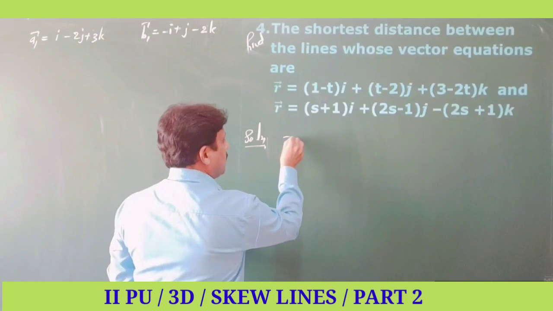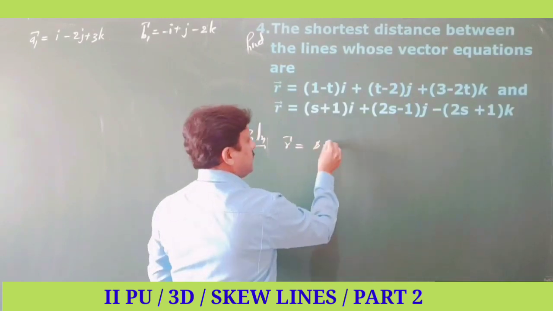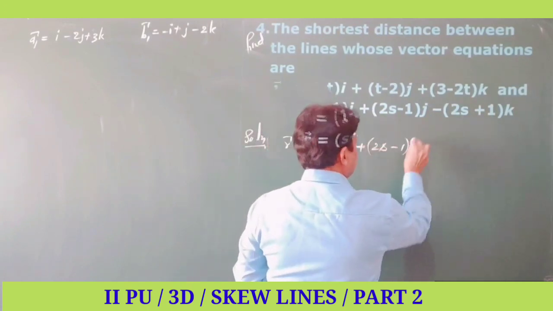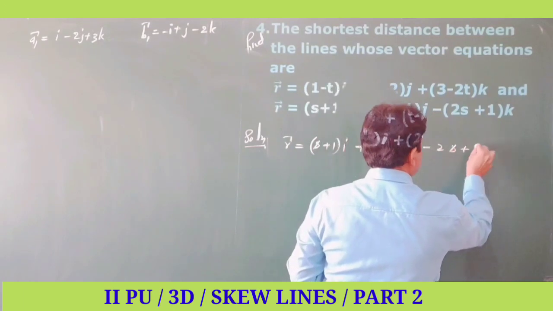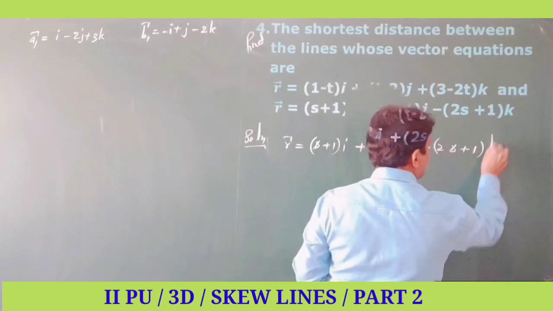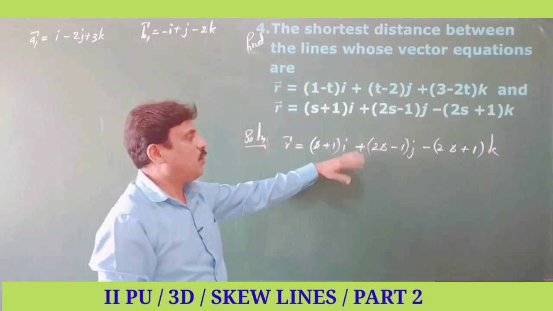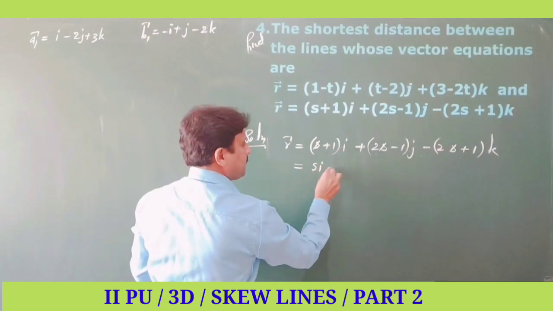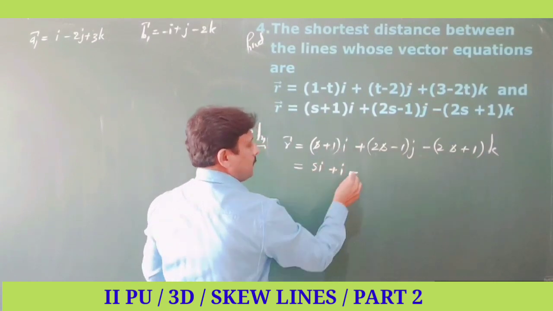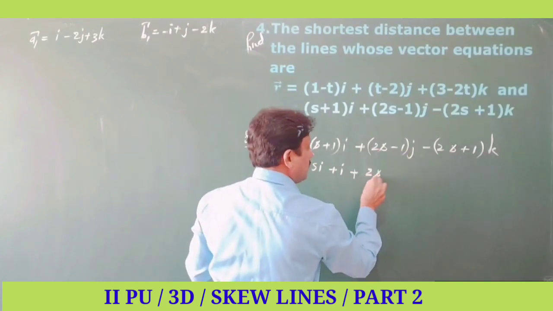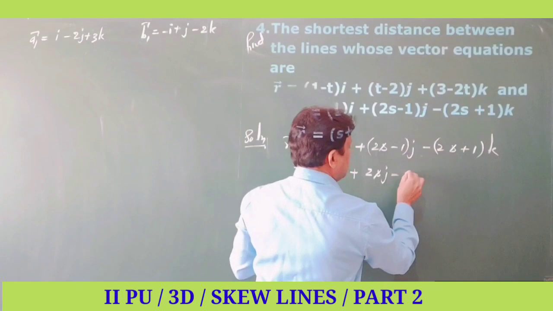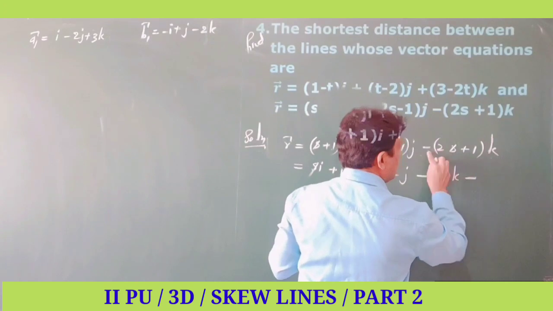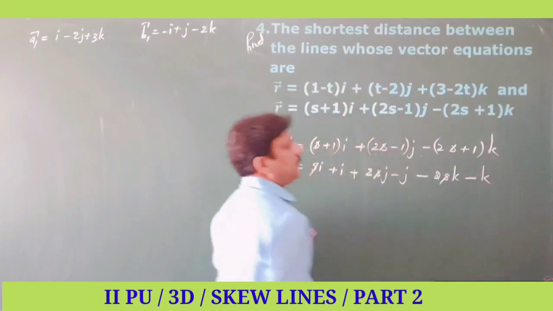The second line is r equals (s plus 1) into i plus (2s minus 1) into j minus (2s plus 1), put a bracket because of the minus, into k. The given equation is now modified: multiply s into i, that is si, plus i, plus 2sj minus j, multiply by k, minus 2sk, minus into plus, minus 1 into k, that is minus k.